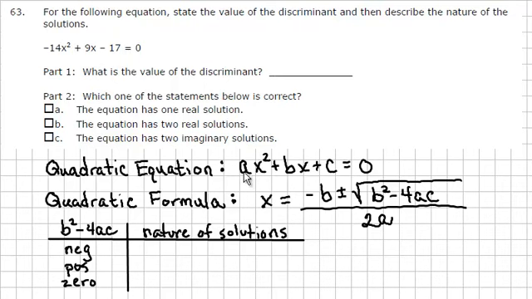It has the form ax squared plus bx plus c equals 0, where a is the coefficient of x squared, b is the coefficient of x, and c is the constant term. So let's first of all identify the a, the b, and the c. Okay, the a is the coefficient of x squared. In our equation, the a is negative 14.